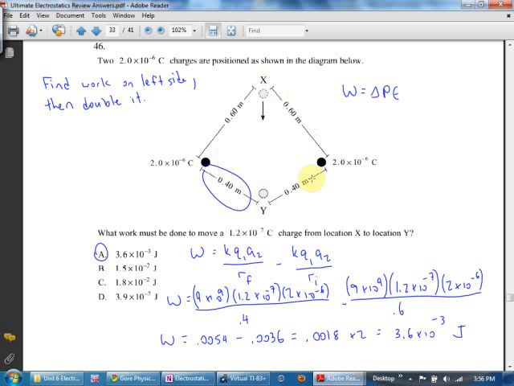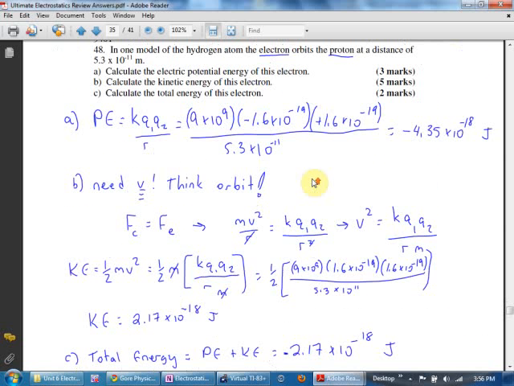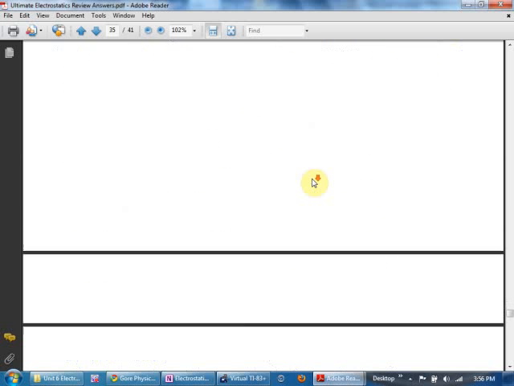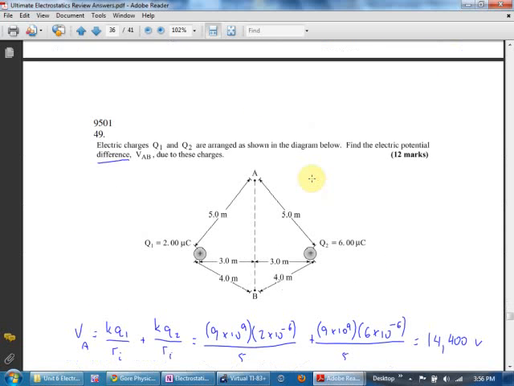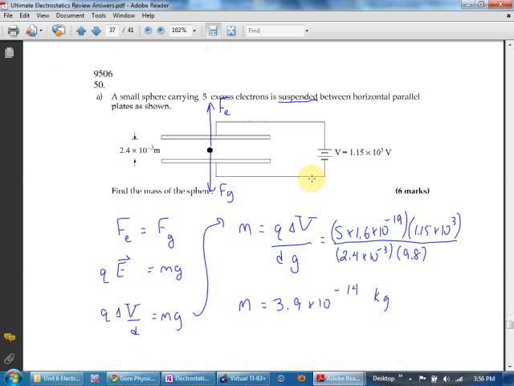Oh, now we're on scholarship questions. Good gosh. Actually, 50 is fairly reasonable.